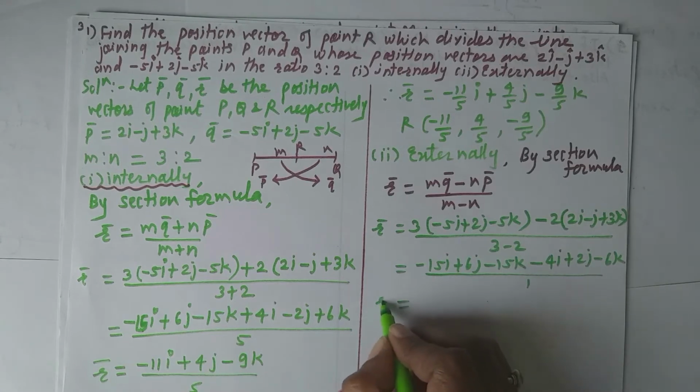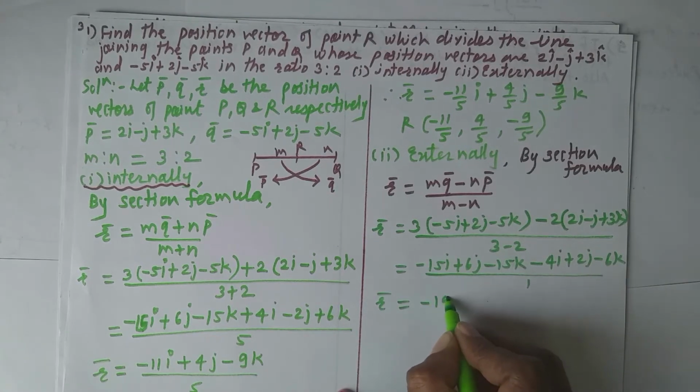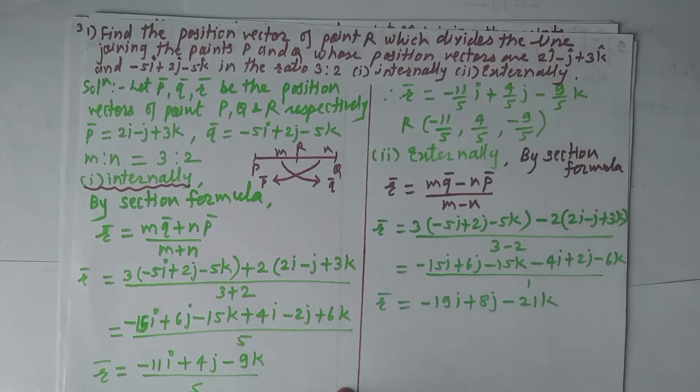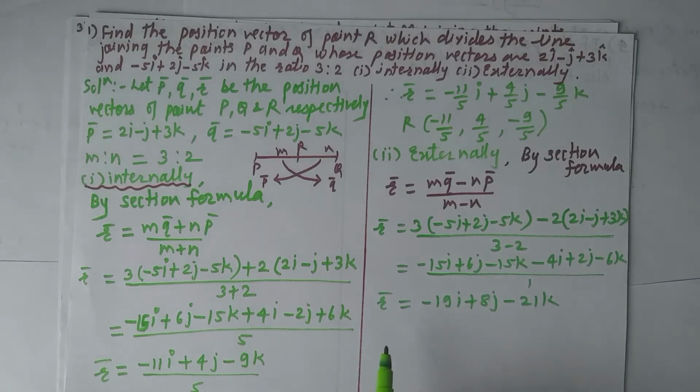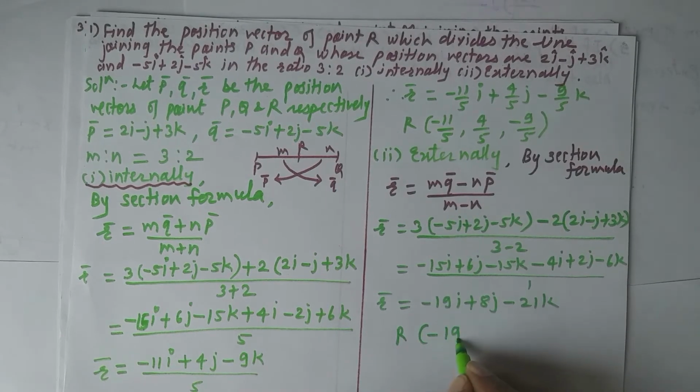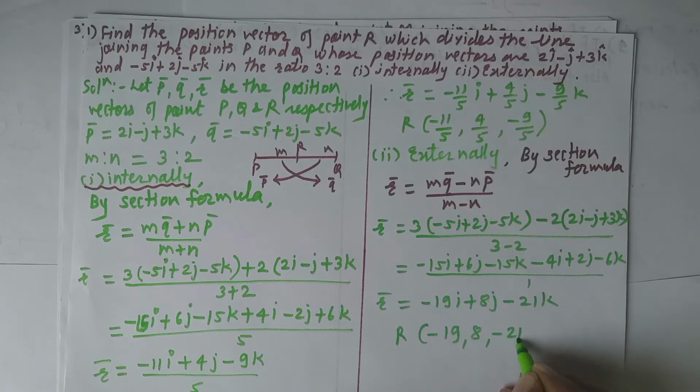Okay, then what will be R bar then? R bar will be minus 19i plus 8j minus 21k. And here we have got the position vector of point R which divides segment PQ externally in the ratio 3:2. Now if I have to find the coordinates of point R, then the coordinates of point R are nothing but the components of ijk, that is, the coefficients of ijk. Therefore R will be (minus 19, 8, minus 21).